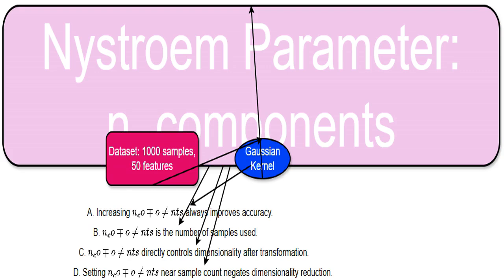This parameter in scikit-learn's Nystroem class controls how many eigenvectors we use to approximate a kernel. Think of it as how much detail we keep when creating a simplified representation of the data. A higher value gives a more detailed, but computationally expensive, representation.